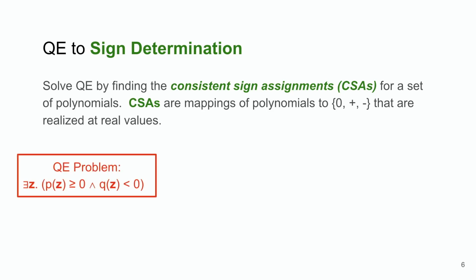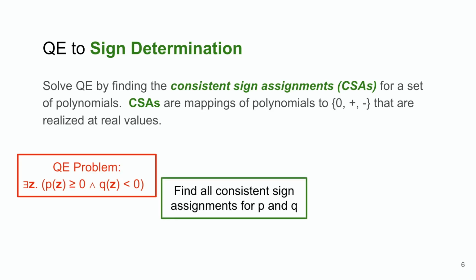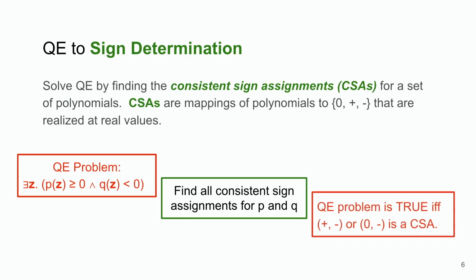So why do we care about this? Let's say we start with some quantifier elimination problem: does there exist some z such that p of z is greater than or equal to 0 and q of z is less than 0? Here z could be a vector. It doesn't have to be a single variable; it could be multiple variables. If we know all of the consistent sign assignments for p and q, then we can just check: do we have one that's positive negative or 0 negative? Those are the only 2 sign assignments that would satisfy this original problem. So that's how we decide whether this original problem is true or not. This is a simplified example because it reduces to true or false, but this is the intuition for why we care about sign determination.